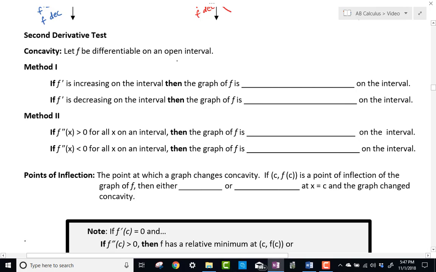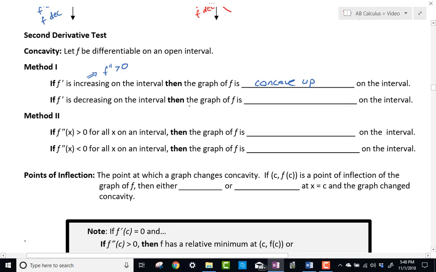So f has to be differentiable on the open interval. If f prime is increasing, so now we're talking about the derivative is increasing on the interval, then that means that f is concave up on that interval. Okay? So if you think about it, what we're basically saying here is because f prime is increasing, then what we know about that is that f double prime is greater than 0, and if f double prime is greater than 0, then we know we're concave up.